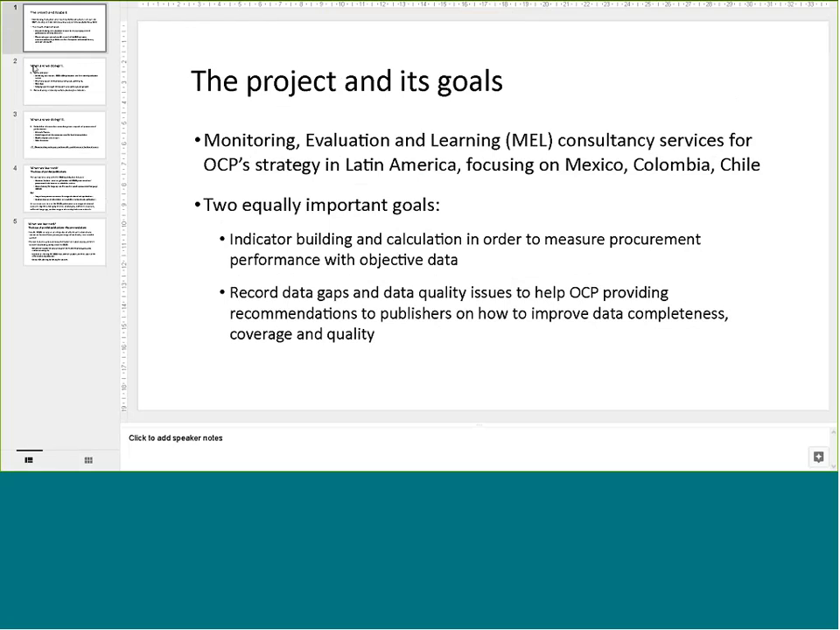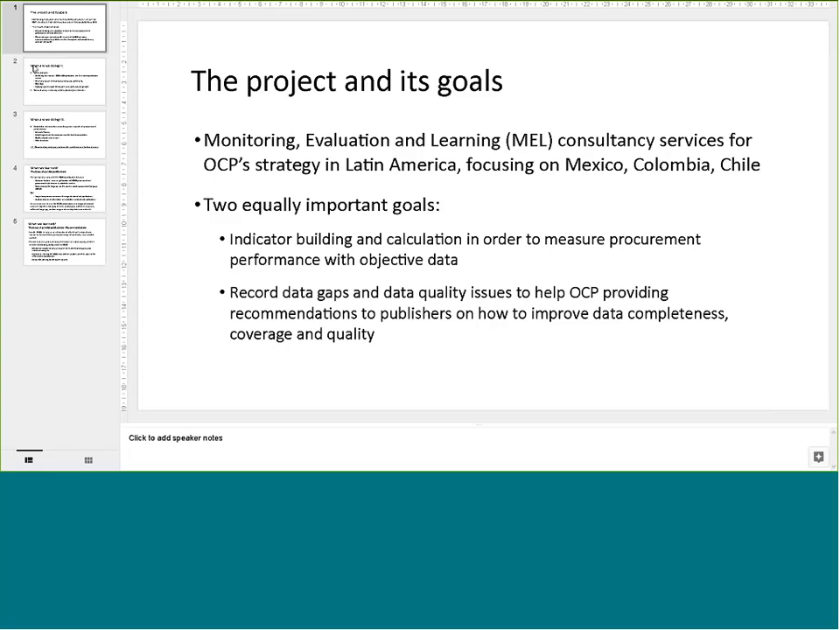And this is really a twofold project because on the one hand, we are collecting and downloading public procurement data in Mexico, Colombia, and Chile. And we are calculating indicators based on this data, which aim to measure performance from several aspects, such as level of competition, companies' chances to get involved in public procurement, or the level of transparency and accessibility of data.